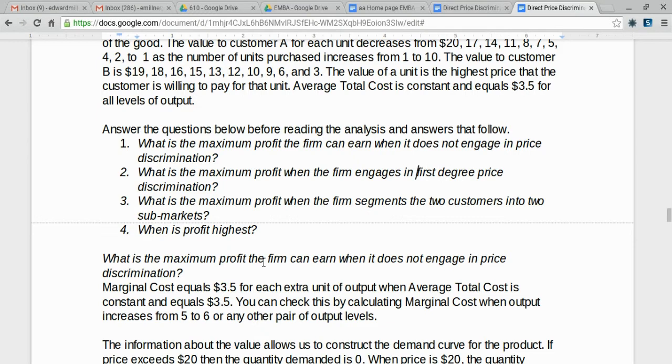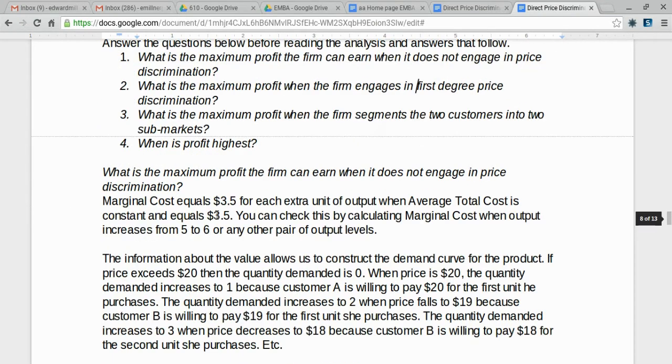So first question, what is the maximum profit the firm can earn when it does not engage in price discrimination? Spend some time, form your own answer, stop the video while you're working, and when you get your answer, restart the video and see if your answer is the same as what I'm about to tell.